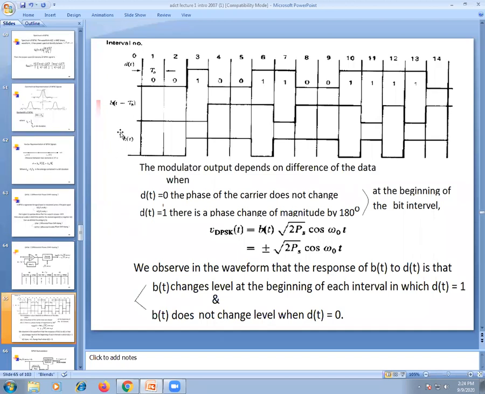So now initially B of t minus T b is 0. Let us take an example. Let us assume the initial bit is 0, and D of t is 0. What is the resultant? 0. Now that 0 is for the first clock. One clock is 0. Now the reference of one clock is 0. So the second clock is 0 and 0, again 0.